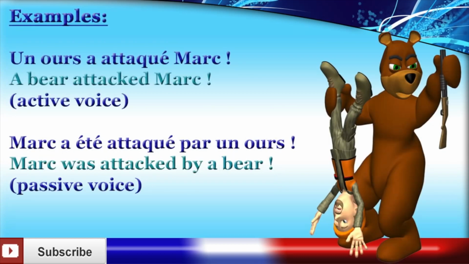For example, un ours a attaqué Marc, a bear attacked Mark. This sentence is in the active voice because the bear is the one performing the action. Marc a été attaqué par un ours. Mark was attacked by a bear. This sentence is in the passive voice because the bear is the one who attacked Mark. Yet Mark is the subject in this sentence. You should be able to see that in the sentence in the active voice, Mark was the one to be emphasized, whereas in the sentence in the passive voice, it was the bear that was emphasized.